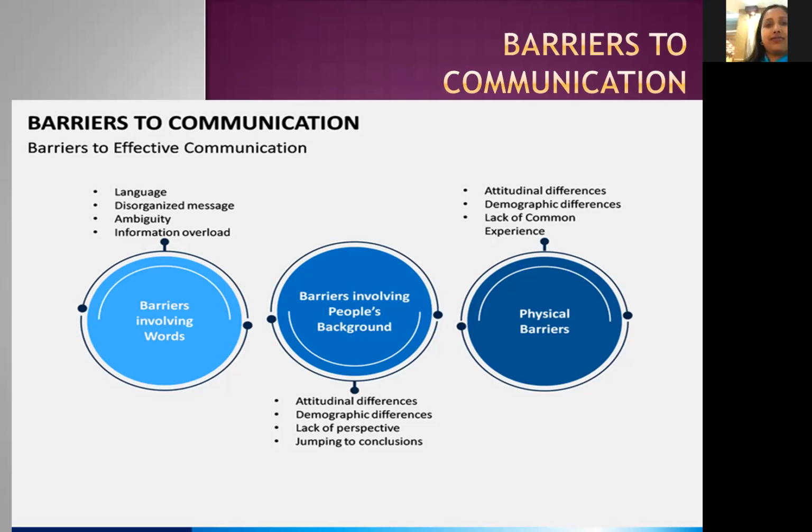And there can be some physical barriers. It is again dependent on attitudinal differences, demographic differences, and the lack of common experience. I hope the process and the barriers to communication are understood.